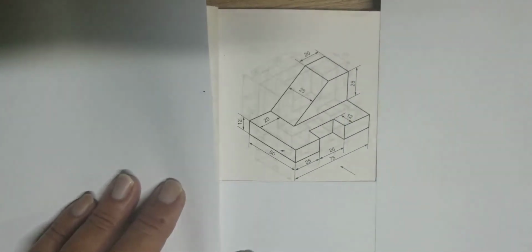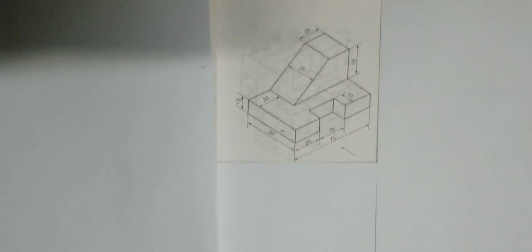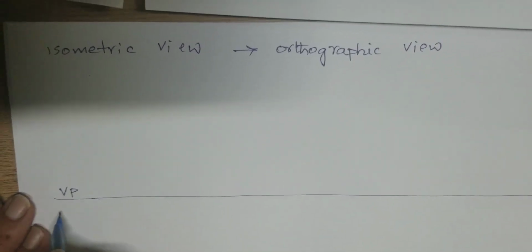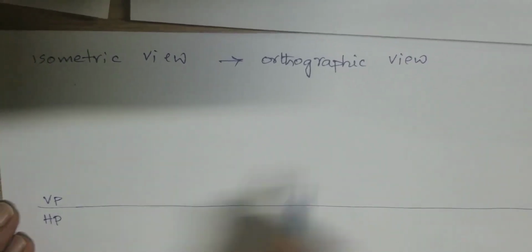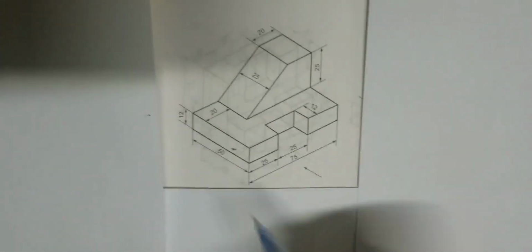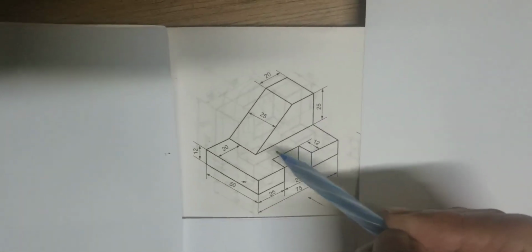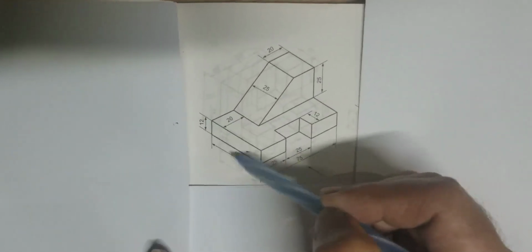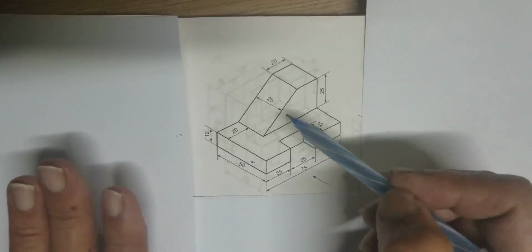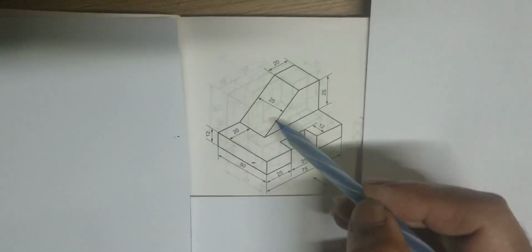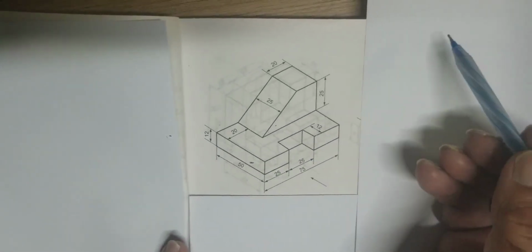See here, I am drawing the reference line here, XY line. Here, vertical plane, horizontal plane. So, once again coming to the question, see here in this question, this is the front view, this is the top view. This side is visible, this side is visible. What is this side? Left side of the component. This left side of the component, we have to draw the right side of the front view.